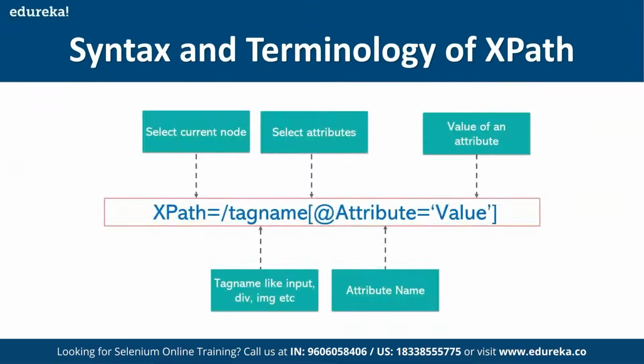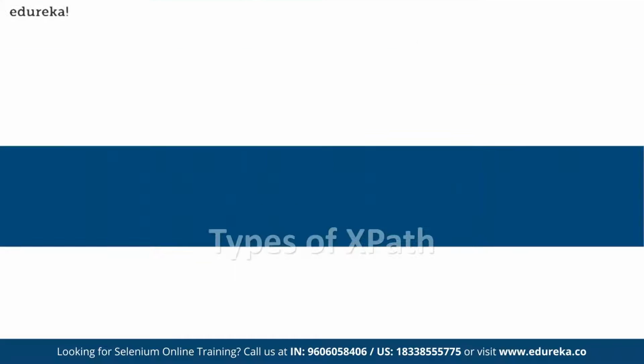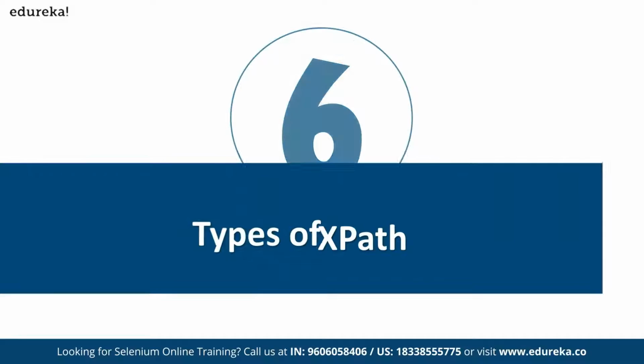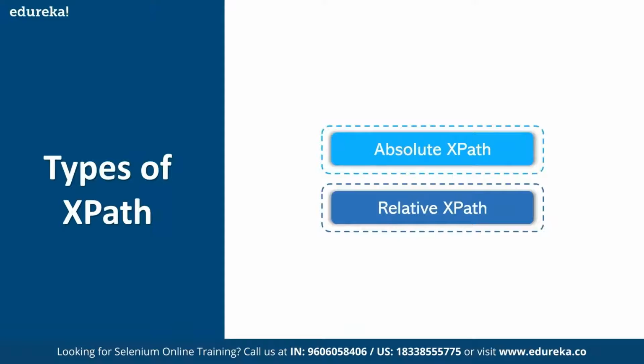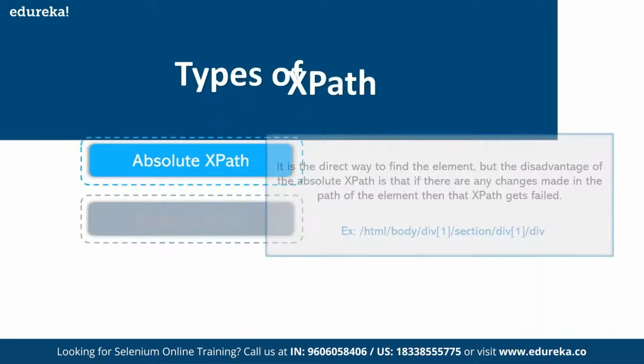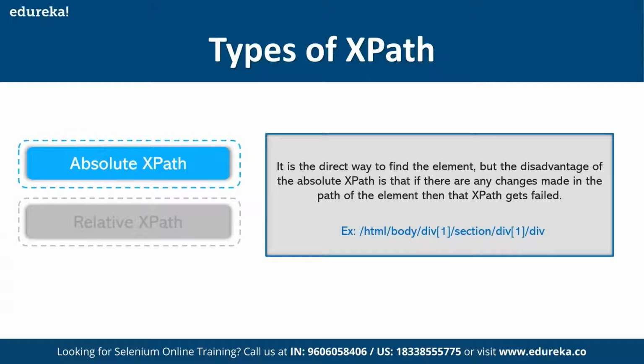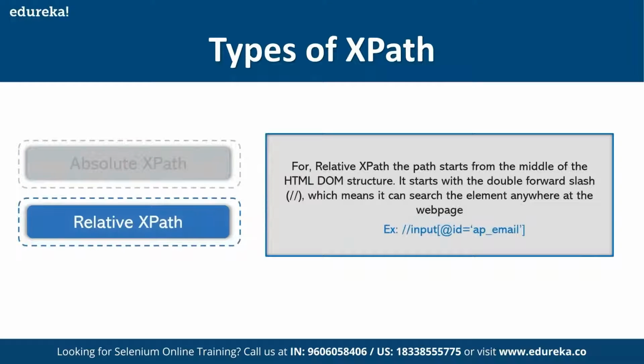Usually the syntax and terminology used involves a single slash or double slash, which gives you the absolute or relative path, then the tag name of the HTML tag. Under the square brackets, you can give the attribute with the @ symbol and the value, and you can identify the XPath very easily. And you can query it on the system itself to check whether it gives you a proper XPath definition or not. So the types of XPath are absolute XPath and relative XPath. Absolute XPath starts from the base node. Relative XPath starts dynamically at any point in time with a double slash.